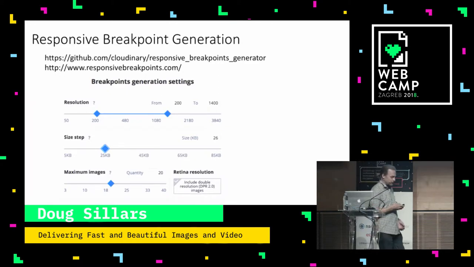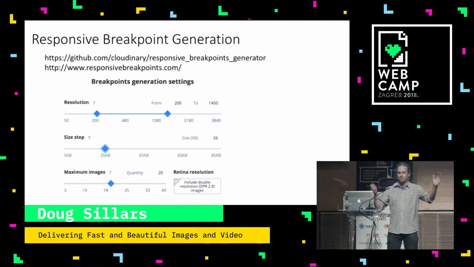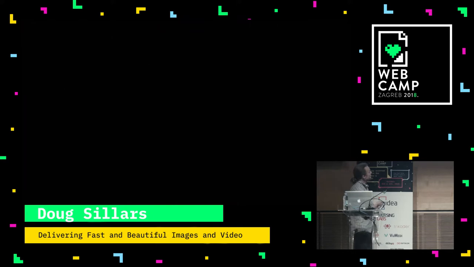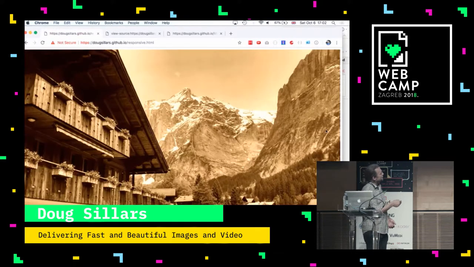There are a bunch of tools that'll do this for you. This is an online tool. You set your parameters. It generates a bunch of images. You download them. You put them on your website. You can do this as part of your upload strategy. There's a lot of different ways to do it. And you can build code that looks like this. It serves the right size image for the different viewport. But rather than look at the code, let's do a live demo because that's more fun.